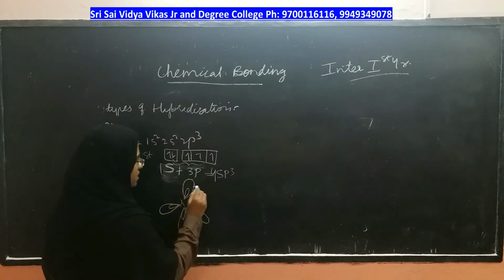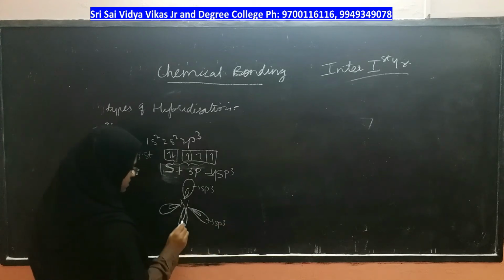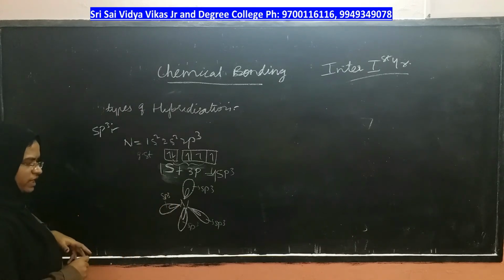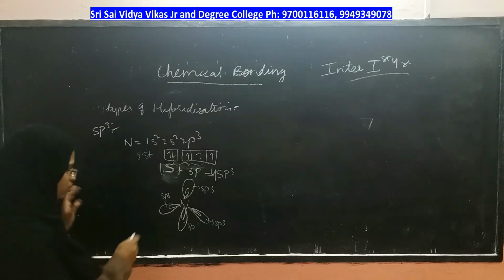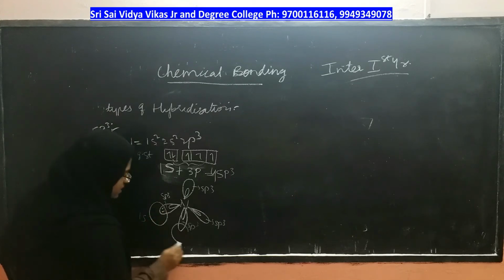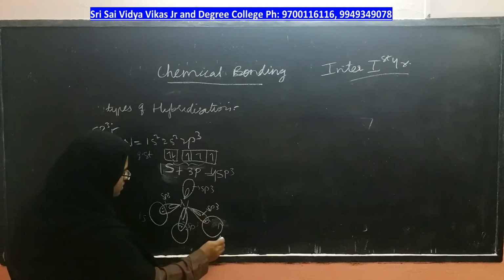This is sp3, this is also sp3, and this is also sp3. With whom should they overlap? Hydrogens. How many hydrogens? Only 3. So the 1s orbital of hydrogen with 1 electron overlaps with sp3 with 1 electron, again and again for each hydrogen.